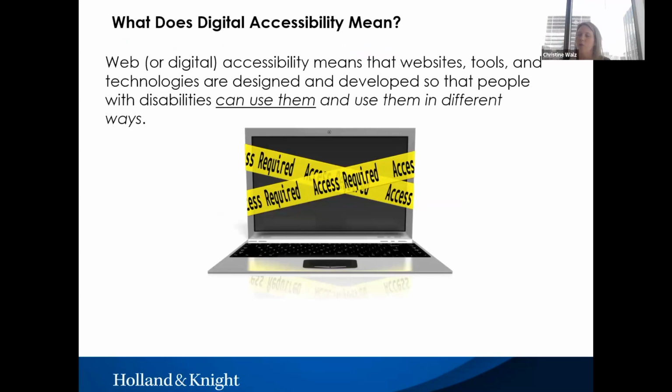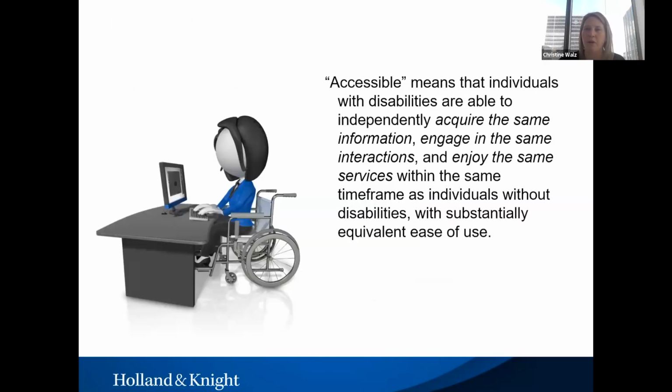So first, what does digital accessibility mean? We know that accessibility in the brick and mortar context means, for the most part, what makes properties accessible to individuals that use wheelchairs, although it can also address other types of disabilities. In the web context, web or digital accessibility means that websites, tools, apps, and other technologies are designed and developed so that people with disabilities can use them in the way that they are intended to be used. The federal government has said that accessible in this context means that individuals with disabilities are able to independently acquire the same information, engage in the same interactions, and enjoy the same services within the same time frame as individuals without disabilities, with substantially equivalent ease of use.